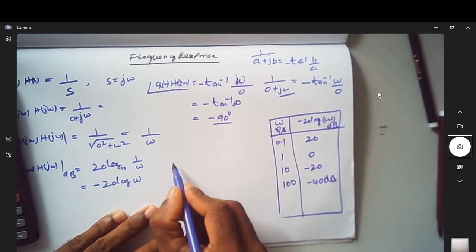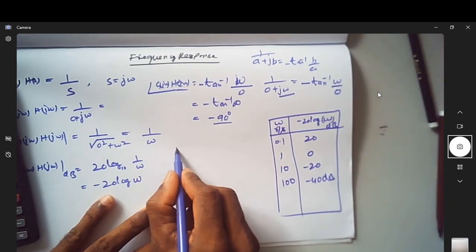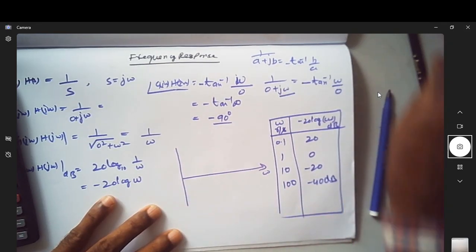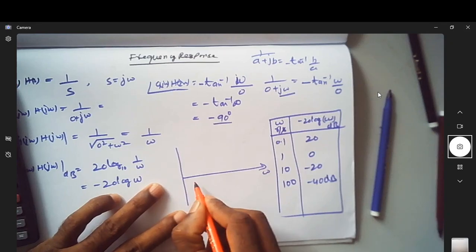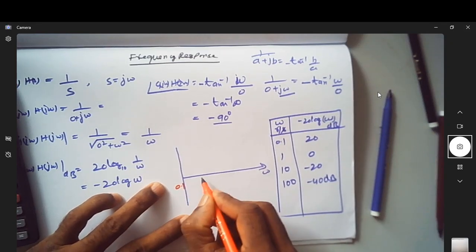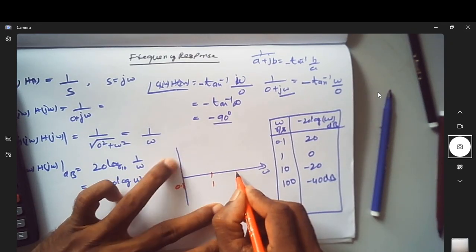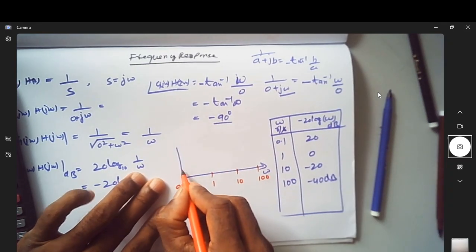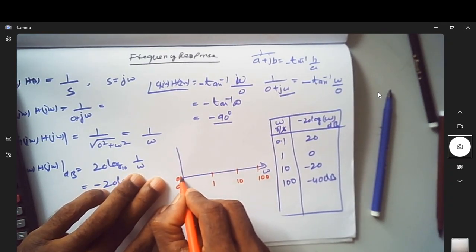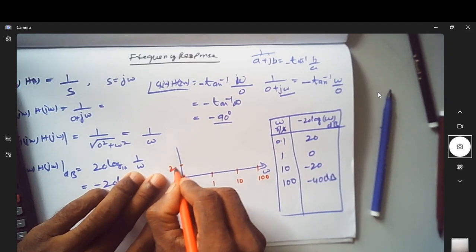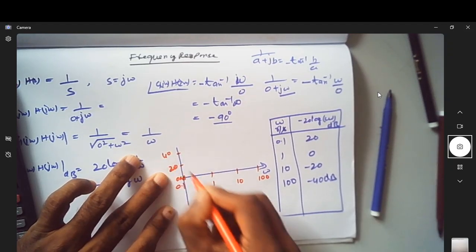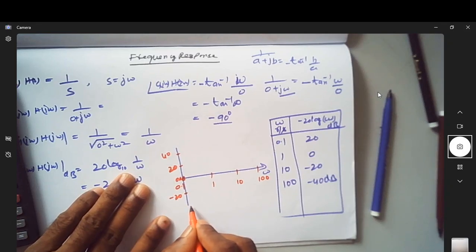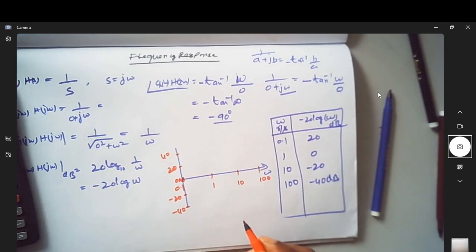Now let me try to write that. This is your omega. Let me write the omega values as 0.1, then 1, then 10, then 100. Let the magnitudes be 0 dB here. Let this be 20 dB. Let this be 40 dB. Let this be minus 20 dB. Let this be minus 40 dB.